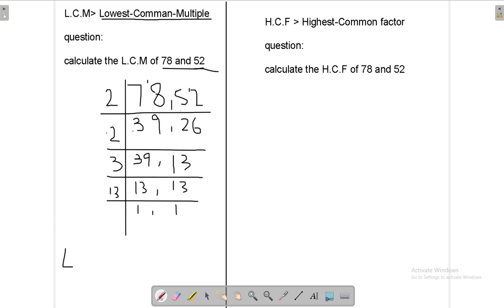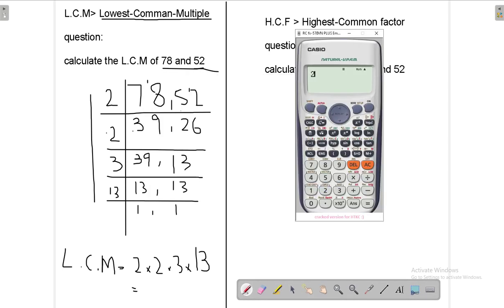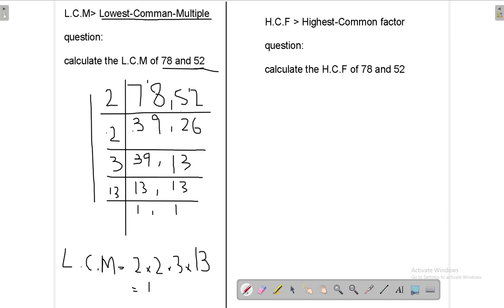And now to calculate the LCM of these two numbers, we just have to multiply them. We just have to multiply all these, and we're going to get the LCM. So the LCM is, let's just take out the calculator for now, and it's going to be 2 into 2 into 3 into 13, which is actually 156. So this is the LCM.